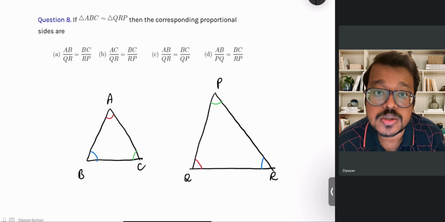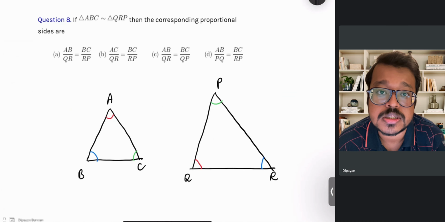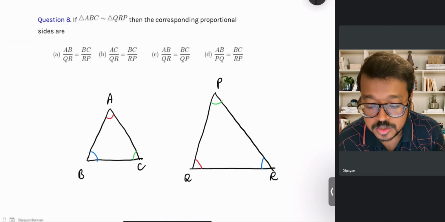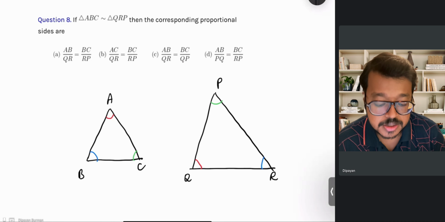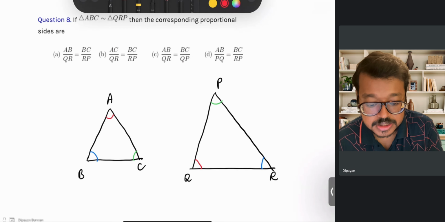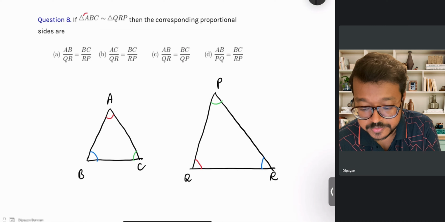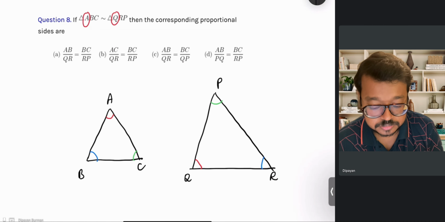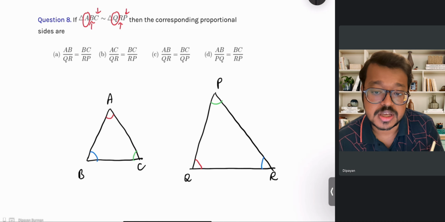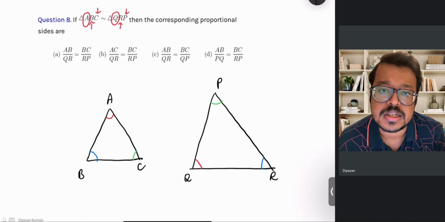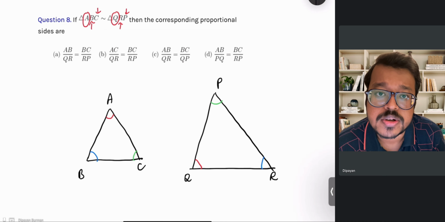So here we need to understand that similar triangles follow the naming convention, just the way congruent triangles were following naming convention. So when we say that triangle ABC is similar to QRP, it's not PQR, we need to understand that angle A, the first letter, will be equal to angle Q. Similarly, angle B will be equal to angle R, and angle C will be equal to angle P. So I've marked the angles with the same colors, which represents the corresponding angles.